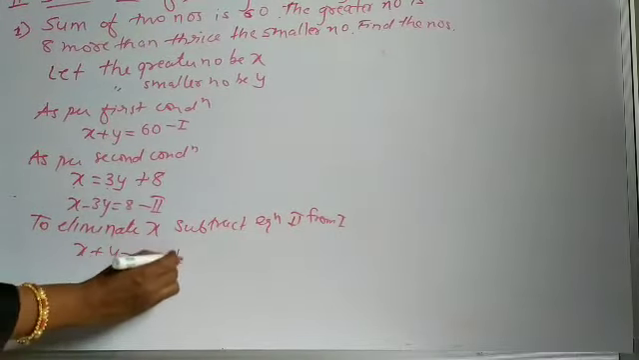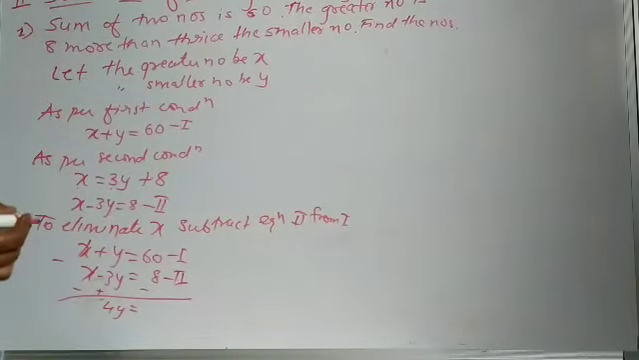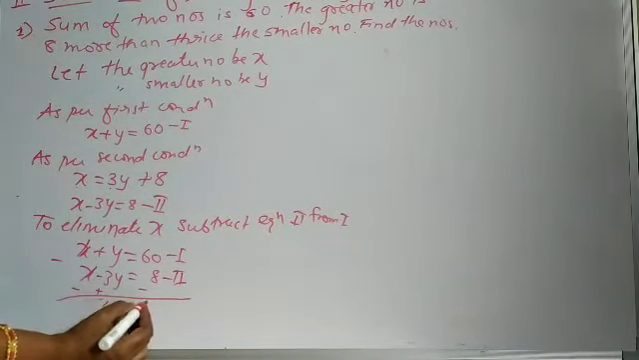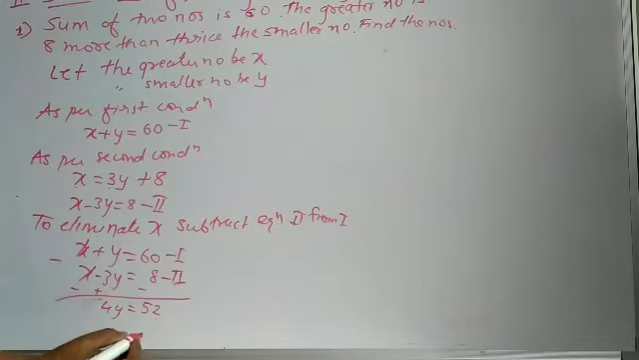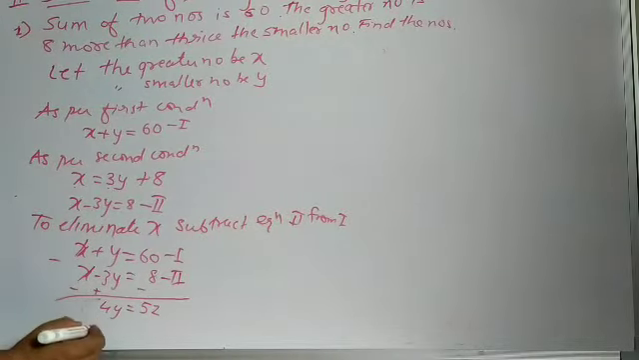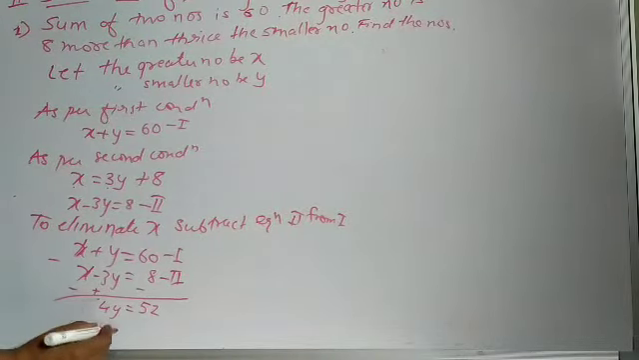Now the coefficient of y: here 1 is there, and here 1 plus 3, changing the sign for this number. So 1 plus 3, 4y. That side, 60 minus 8, 52. So divide 52 by 4. Therefore y's value is 52 divided by 4, which is 13. So y's value is 13.